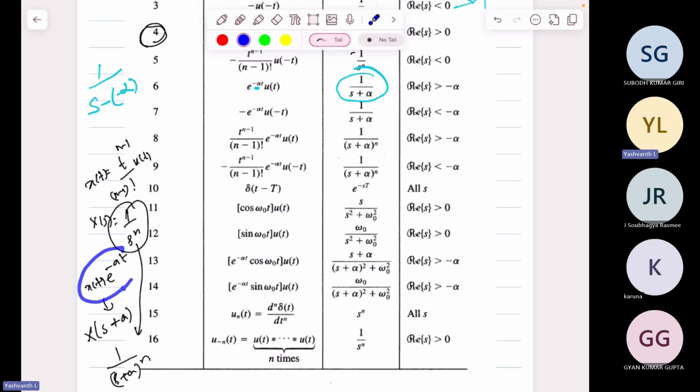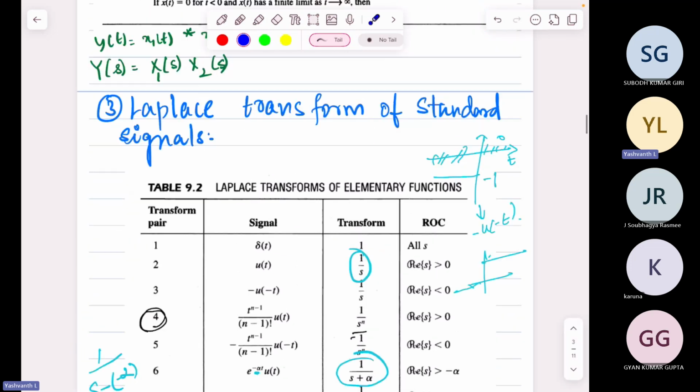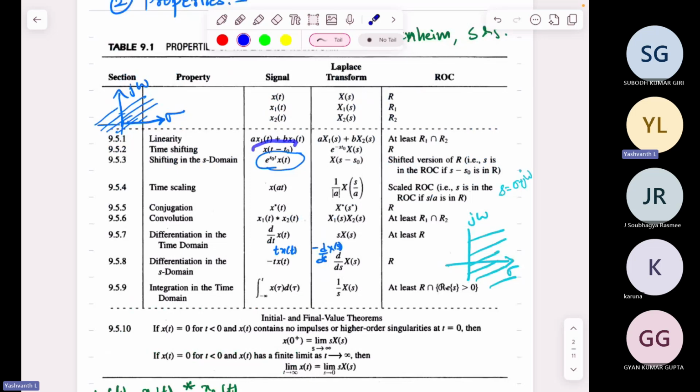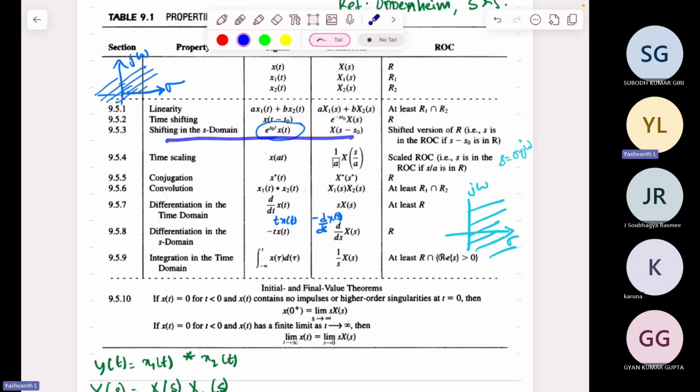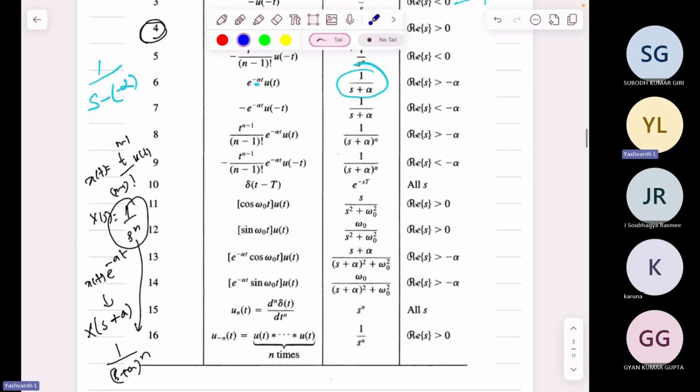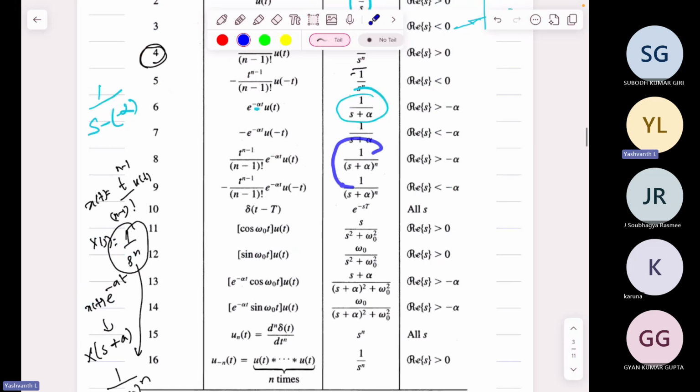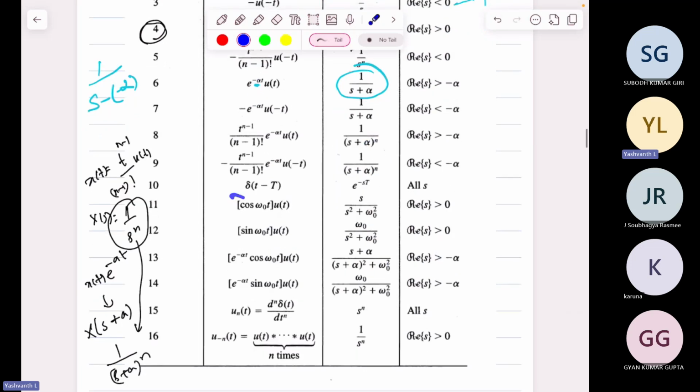Why will x of t into e power minus a t become X of s plus a? By this property. I just used this property here. Here s naught is minus a. That's why it becomes X of s plus s naught, s plus a. By just using the property of the Laplace transform. And that's how you can get this 8. Similarly, you get 9.